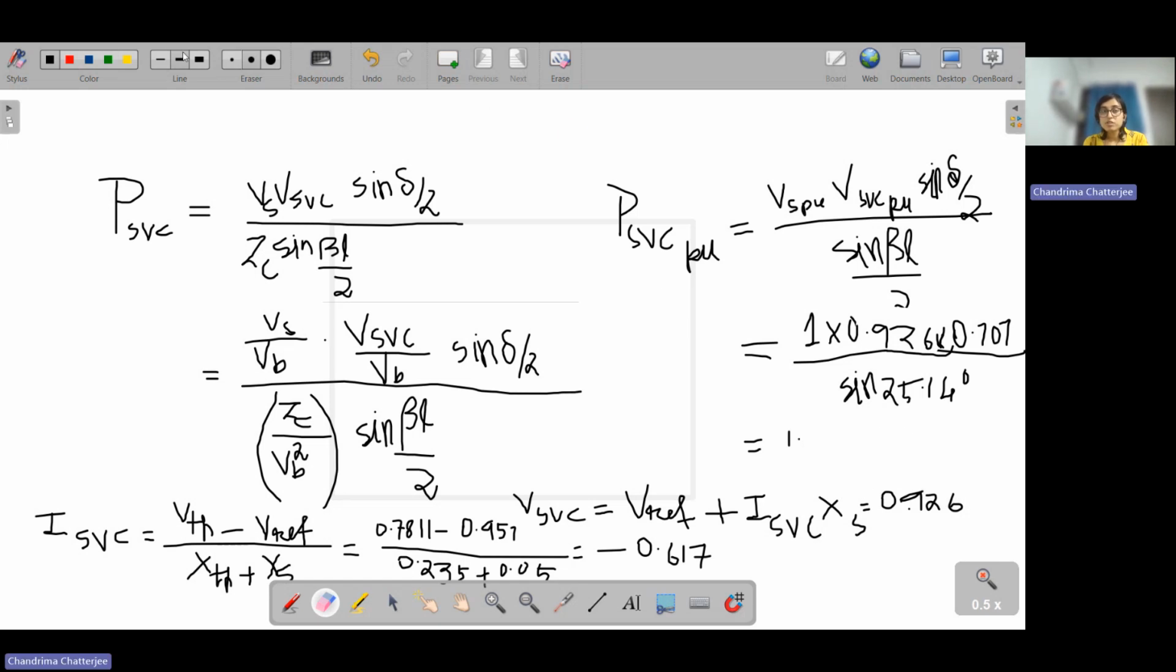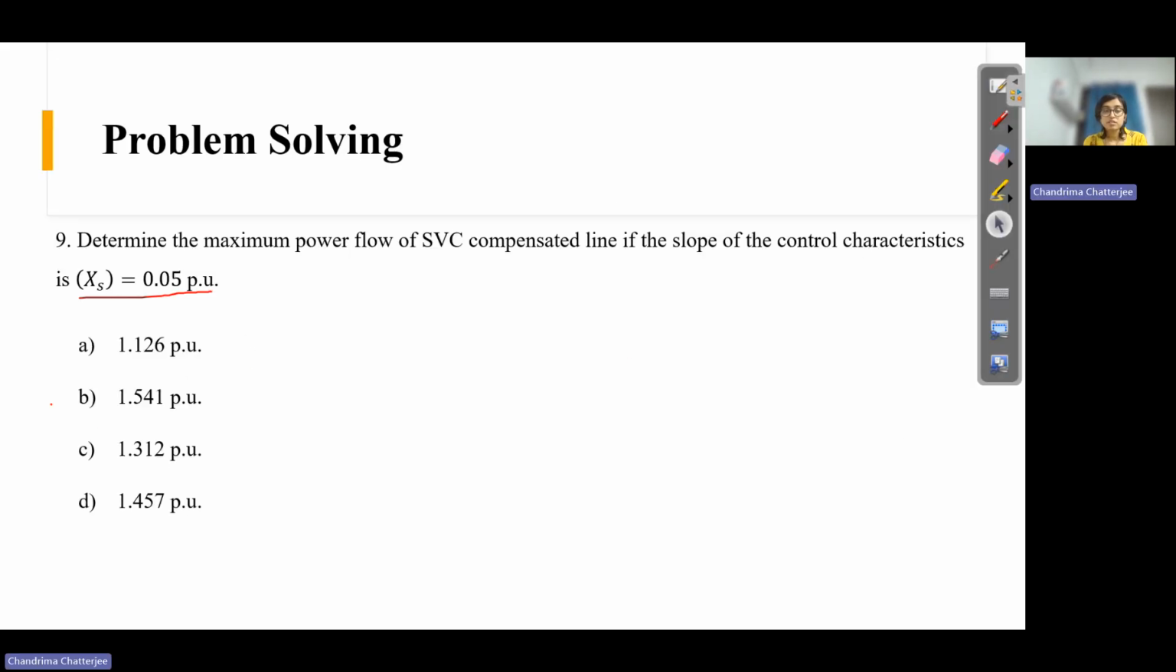With a positive slope of the control characteristic, the power flow changes. Now it is 1.541. Earlier it was 1.593. Now it is 1.541. It has changed.